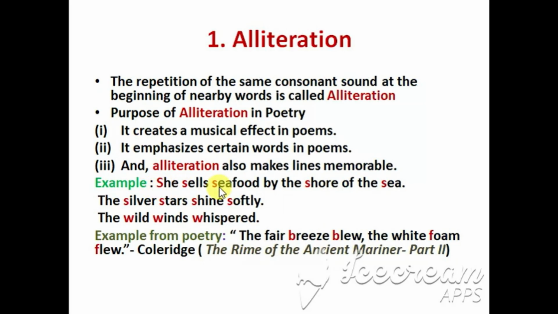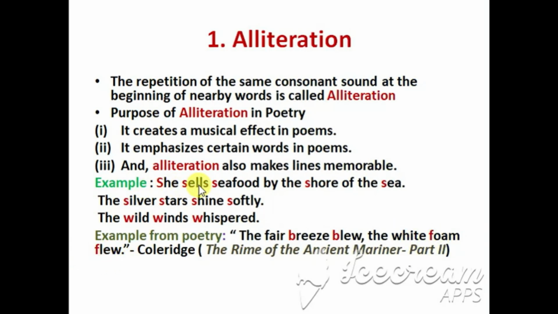Okay, so this is an example of alliteration. The first letters start with S to create a musical effect. Then we have another example: the silver stars shine softly. Another one: the wild winds whispered. Then another example from poetry, from The Rime of the Ancient Mariner by Coleridge. From here also we have an example of alliteration: the fair breeze blew and the white foam flew.